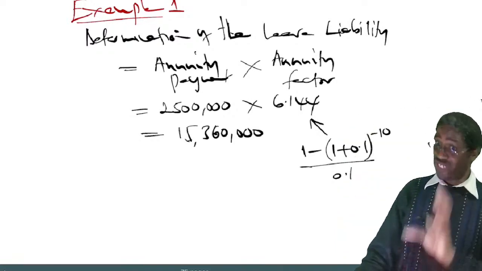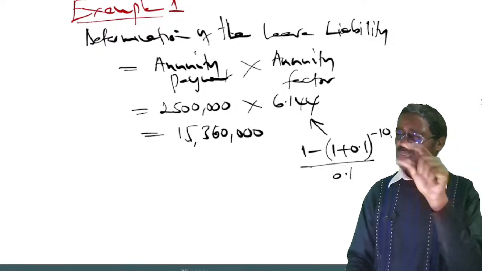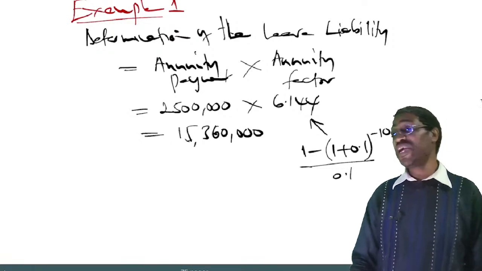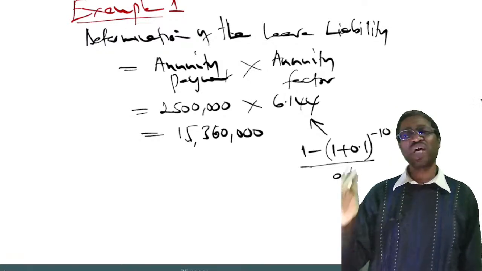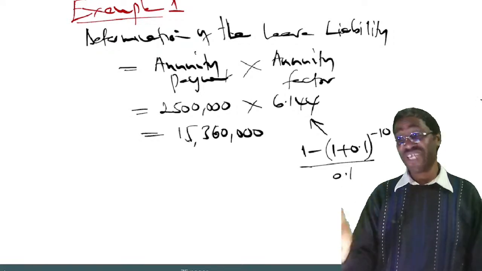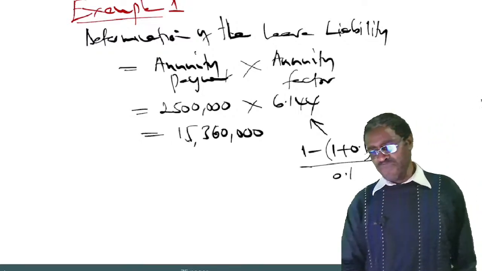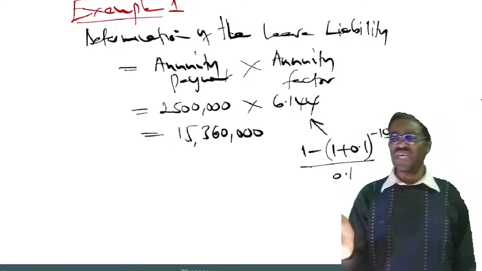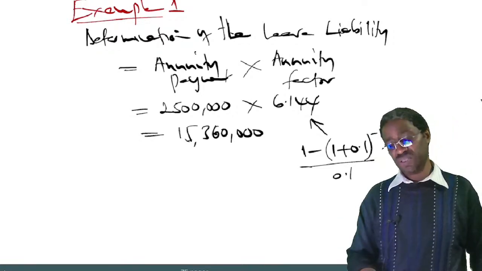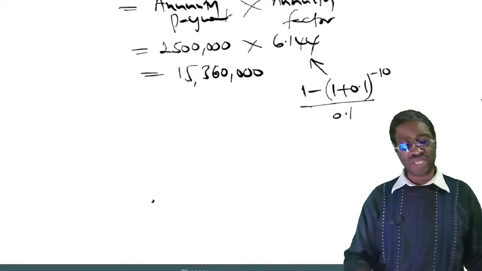Alternatively, I've told you, to get that 15.36 million, if you forget this formula and maybe they have not given you that 6.144, then you can prepare the table where you get the present value of each 2.5 million. It's only that there are many. Otherwise, if there were few, like 3 years, those ones you can get. But still, you can use the table and do that. So we now know the lease liability. Let's do the calculation for the lease asset now.